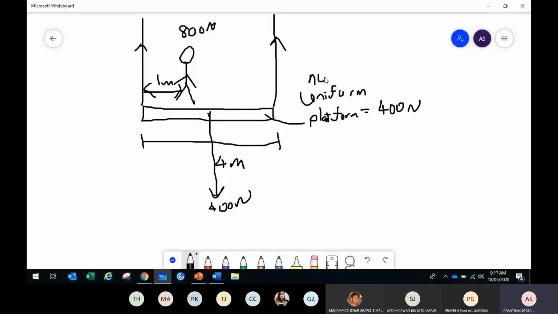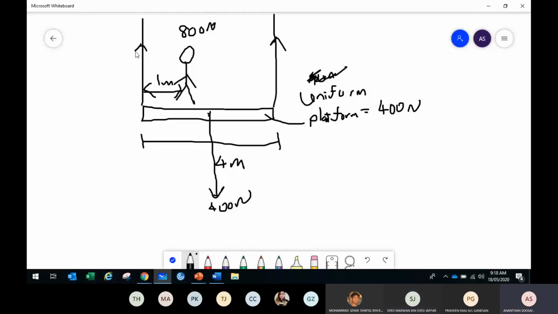If they say non-uniform, what's the problem you're going to face? The center of gravity is not at the center. It's somewhere else, maybe in the more massive region. So if they say non-uniform, don't put the weight at the center of the object. It's somewhere we don't know, we have to find out. Uniform is a hint that the weight is acting at the center. So it's a uniform platform of 400 Newton.